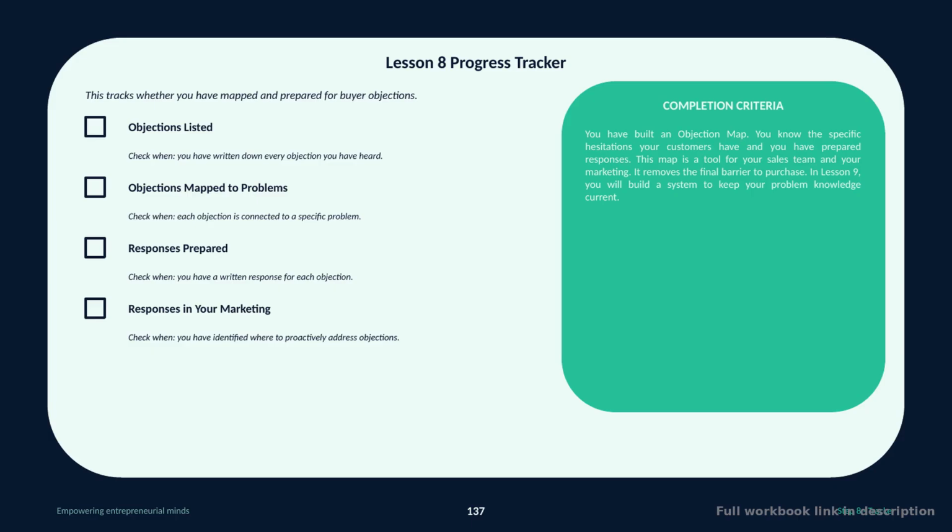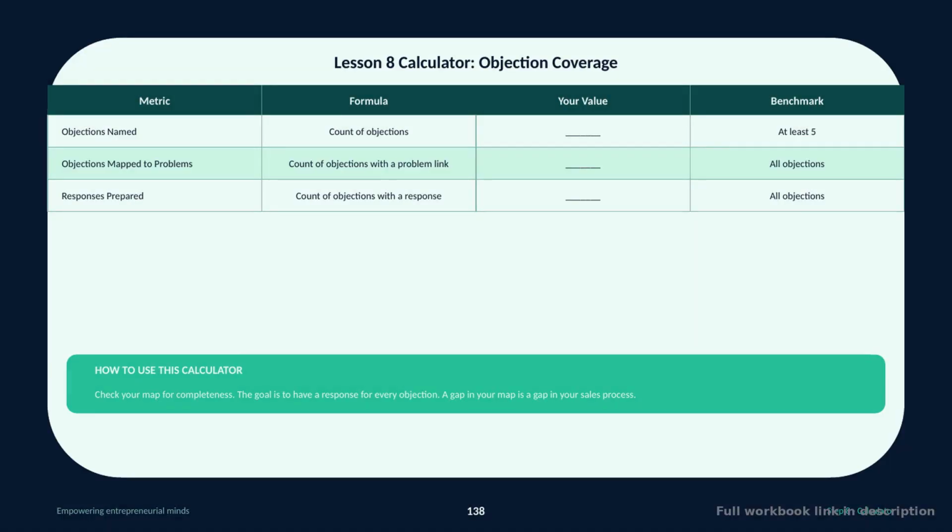You have built an objection map. This map removes the final barrier to purchase. This lesson's output is your objection map. Use the calculator to check your objection coverage. Count the number of objections you have named. The benchmark is at least 5.